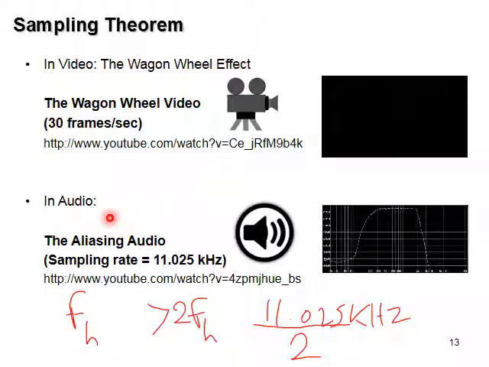In this lecture, we covered how we digitize data, how we do sampling, how we do quantization, and we talked about the sampling theorem and the effect of increasing and decreasing the sampling rate, and what happens when we do not respect the sampling theorem.